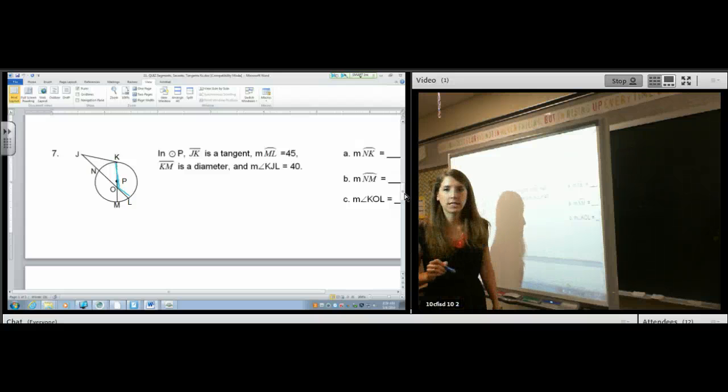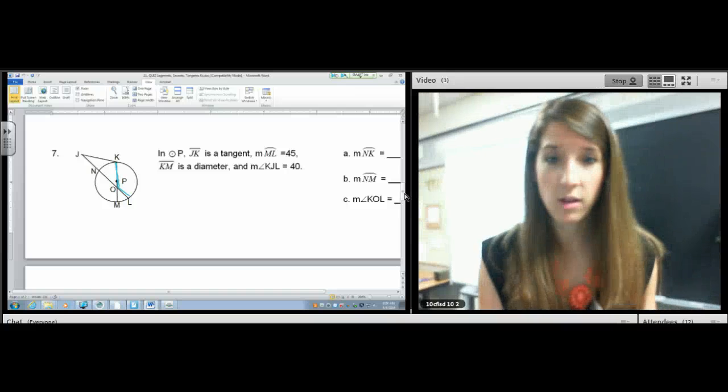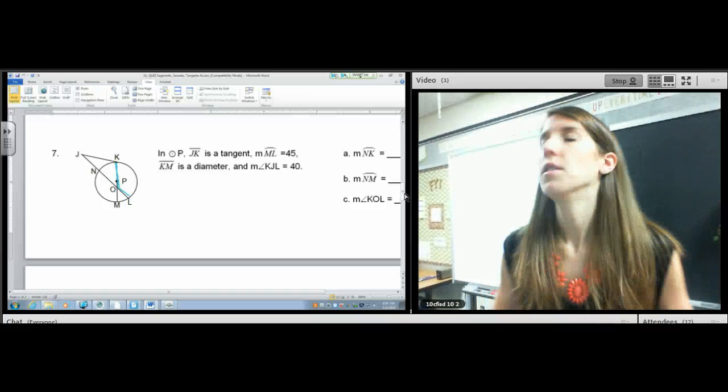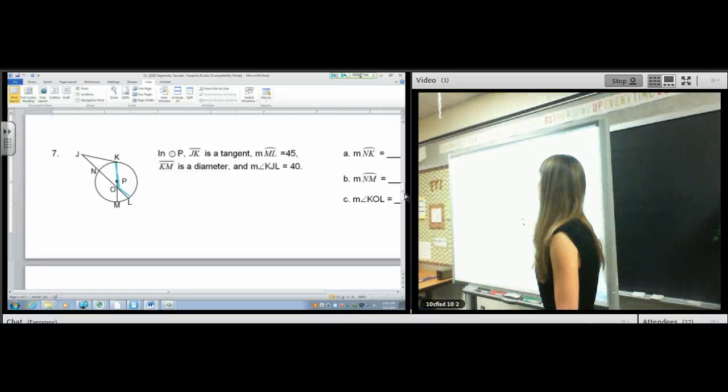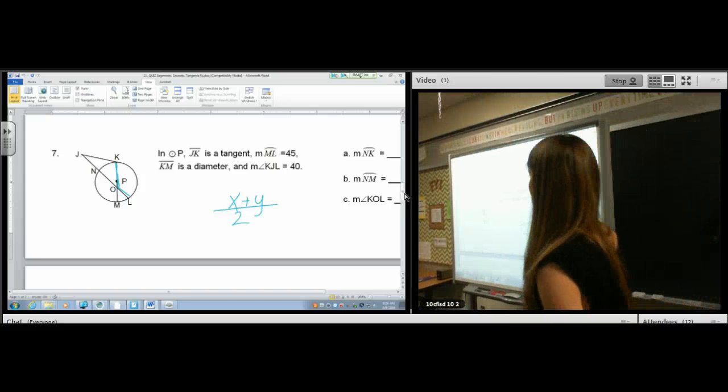So first of all, you decide what type of angle that is. Oh, that's not a central angle. It's not an inscribed angle. That is an interior angle. So I know to find an interior angle, I'm going to add my arcs and divide by 2. So we need to figure out what our arcs are.